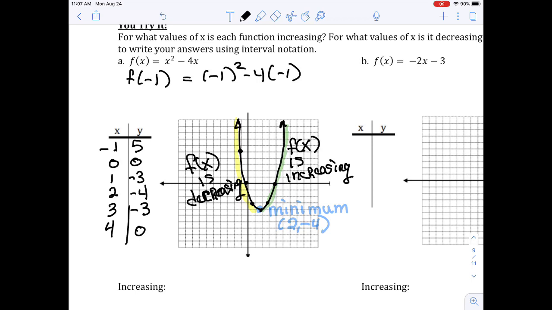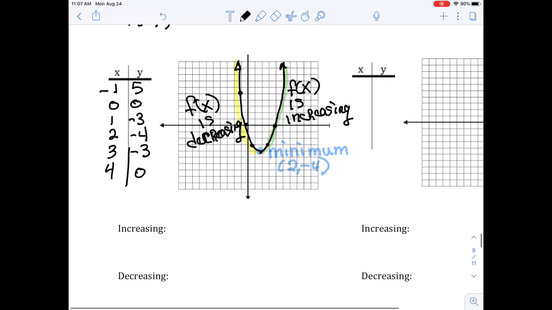And at that minimum value, the graph turns from decreasing to increasing. And when we say f of x is decreasing, just look at the y values in your chart. 5, 0, -3, -4. See how they are going down? And then all of a sudden it turns and now they're going back up. From -4 to -3 is going up. From -3 to 0 is going up. So we would say the y values are increasing.